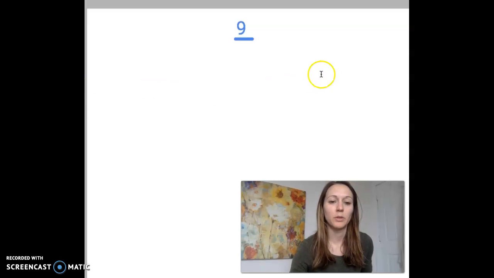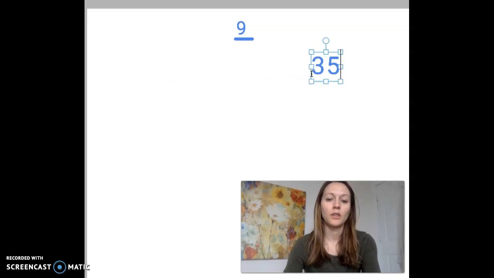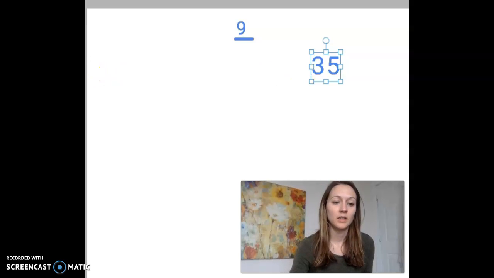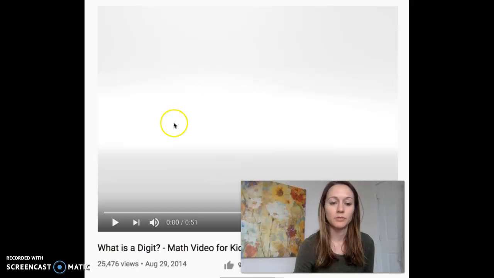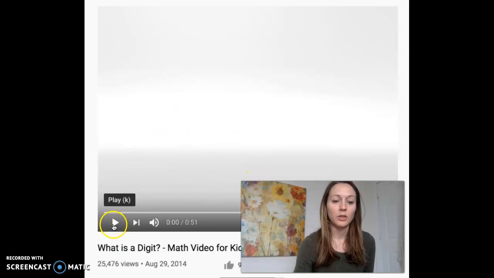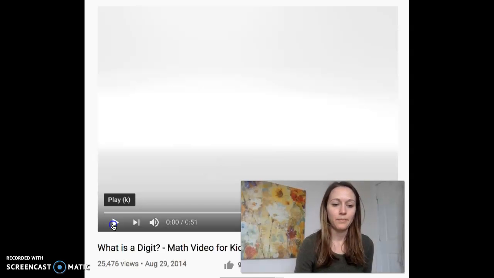It is different from our number 35 because they both have different numbers of digits. 35 has 2 and 9 has 1. Now I'm going to pull up a video for us to review. So if you can look up at the screen, we're going to watch what is a digit.